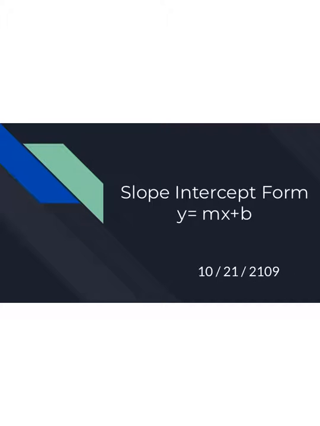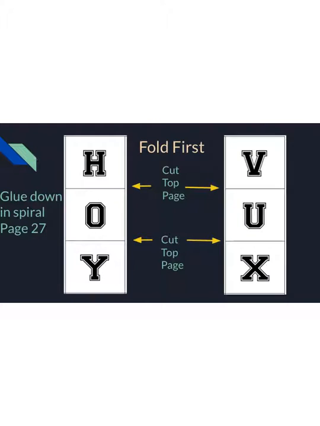Hey everybody, so today we are going to talk about slope-intercept form again. Y equals mx plus b. We've been talking about it a lot because it's super important. And then we're going to talk about some special cases as well. So let's go ahead and get started.